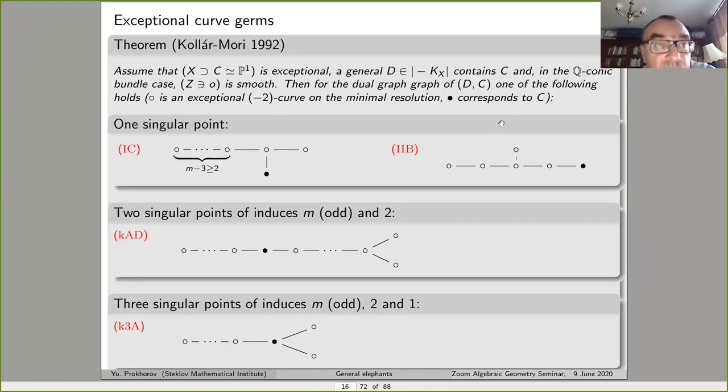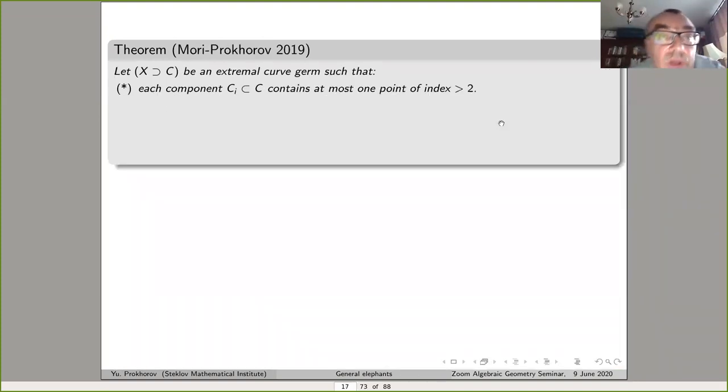Now, you see, basically this gives us an understanding of these contractions, at least the general elephants, in the case where the central curve is irreducible. But as I said, for the algebraic case we need to generalize this to the reducible case. So now I'm coming to the case where C is reducible. This is a recent result.